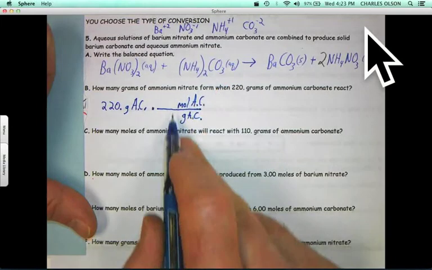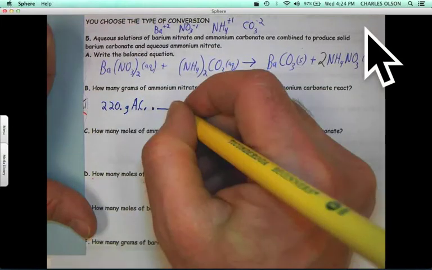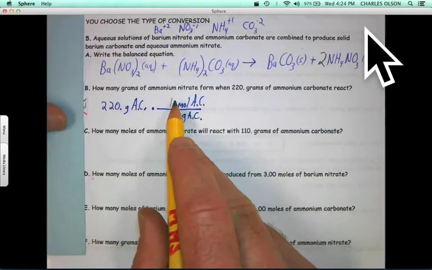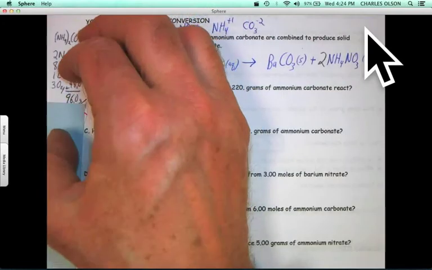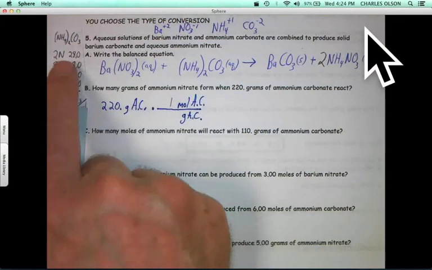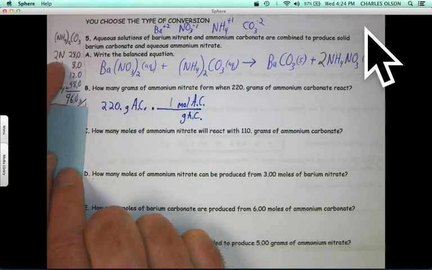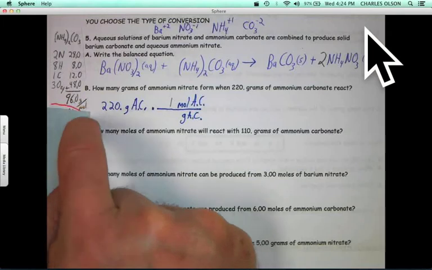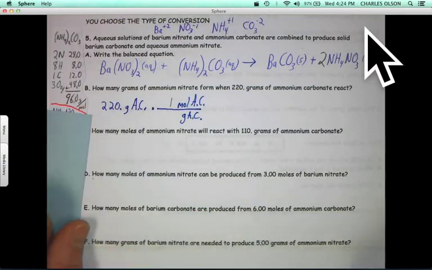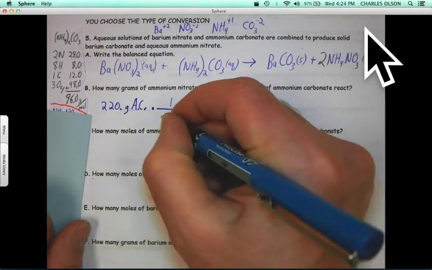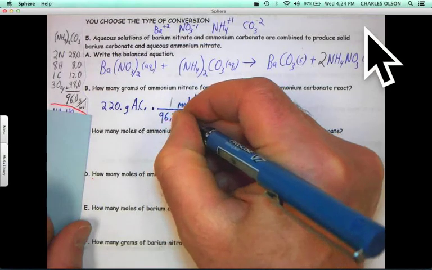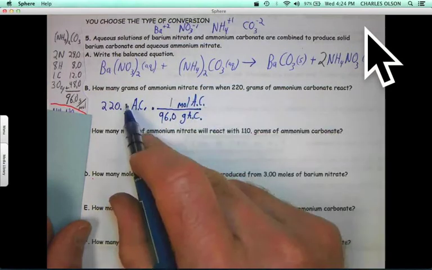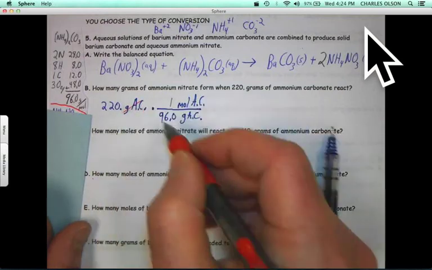And this is the molar mass of AC. It's always grams per 1 mole. Grams per mole. How many grams per mole? And we have here on the left, we've got the molar mass of ammonium carbonate. Here's the formula. So 2 N's, 8 H's, 1 carbon, 3 oxygens, and it adds up to a grand total of 96.0 grams per mole. So, that's the number we write here. 96.0 grams per mole. All right, so that takes us out of grams of AC into moles of AC.